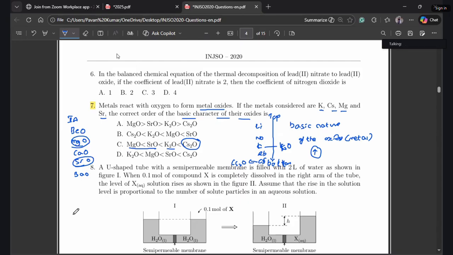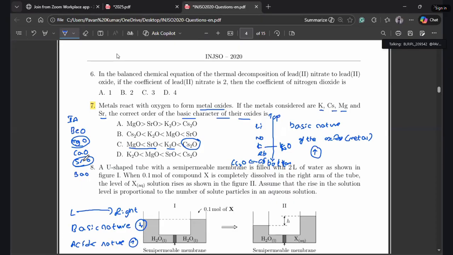Okay, but left to right, what happens? Left to right in the periodic table, basic nature decreases, acidic nature increases.